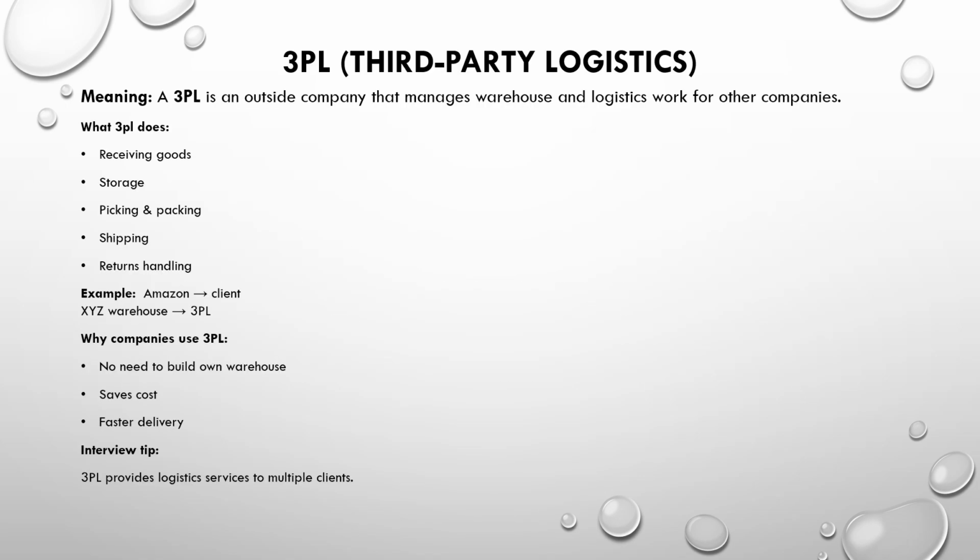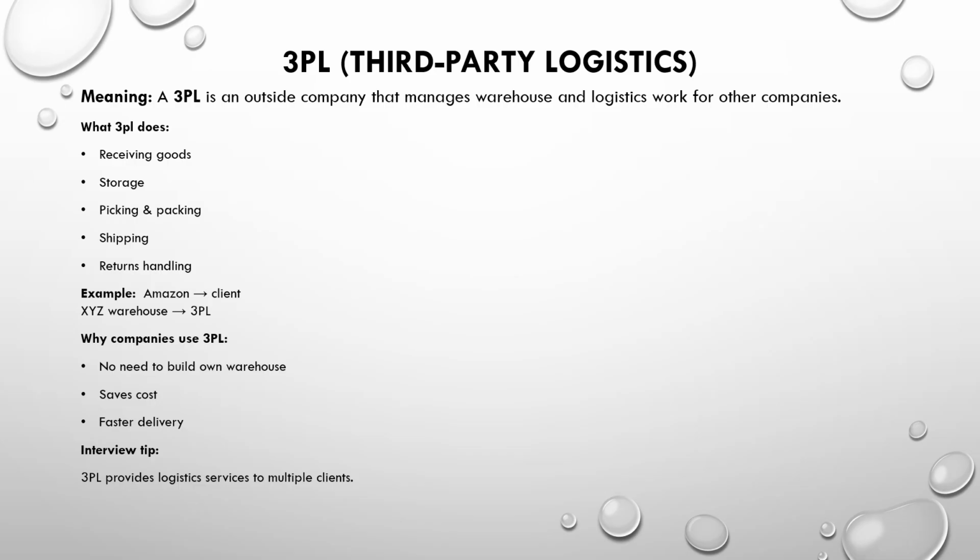Now let us understand 3PL, which means third party logistics. A 3PL is an outside company that manages warehouse and logistics work for other companies. Instead of doing everything on their own, companies hire a 3PL to handle their logistics operations. What does a 3PL do? A 3PL company handles receiving goods, storage of products, picking and packing orders, shipping to customers, and handling returns. So all major warehouse activities are managed by the 3PL provider.